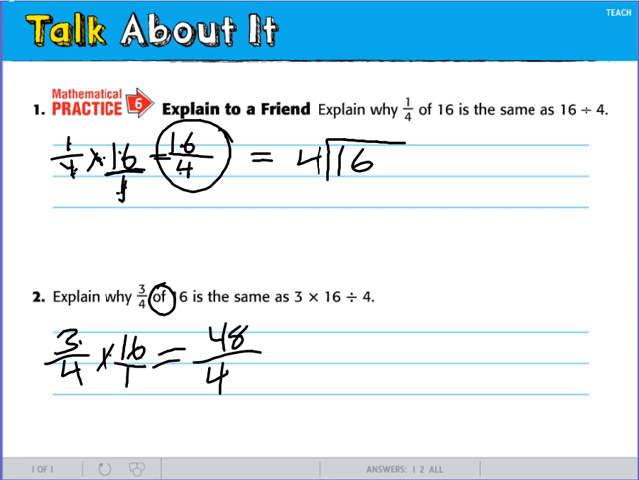Okay? Yep. 48/4 is the same thing as 48 divided by 4, which equals 12. So you can see 3 times 16 divided by 4 is the same exact problem. That's why they're equal. They look different, but they're not.